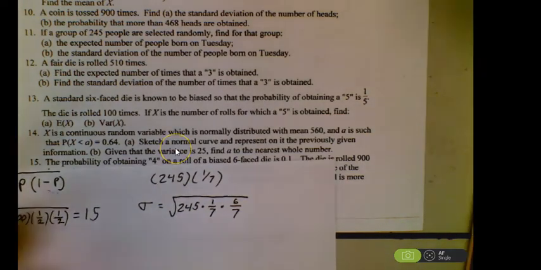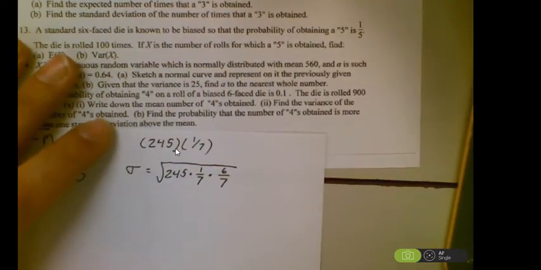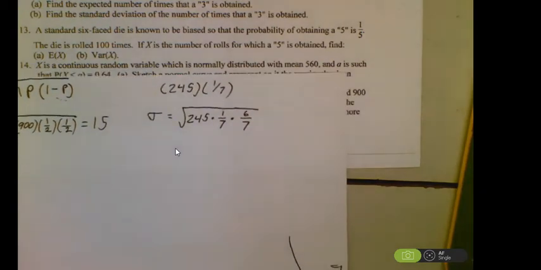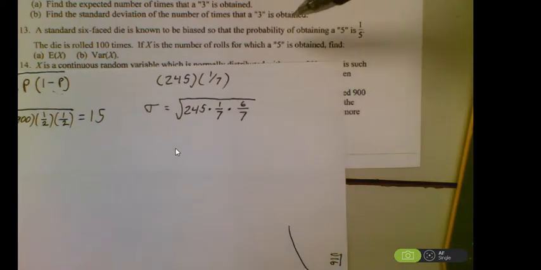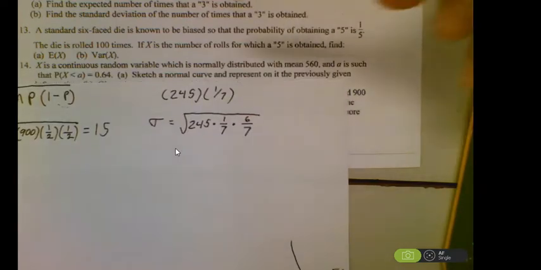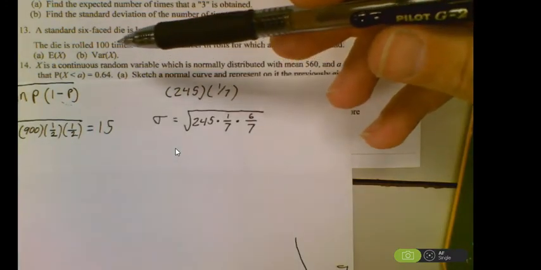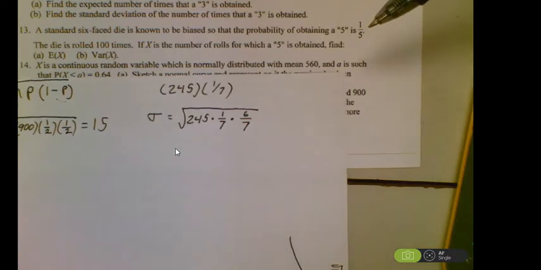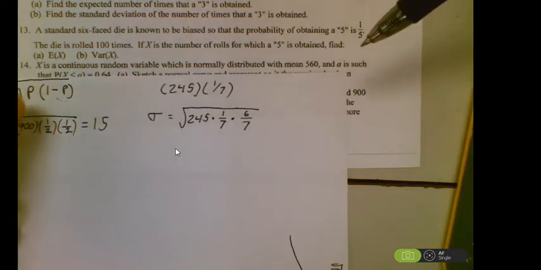So a standard six-sided die is known to be biased. So probability of now getting a 5 is 1 out of 5 instead of 1 out of 6. So again, you got 100 trials. So X is the number of rolls for which a 5 is obtained. So again, the expected value for that is you got your 100 times the probability of success, which is 1/5. So if you just did 100 times 1/5, that's what that one would be.